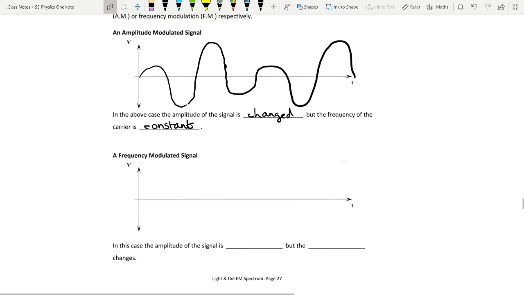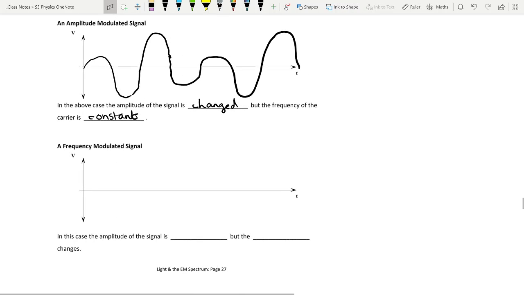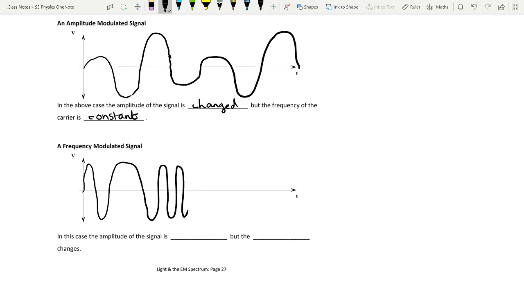So what I'll do is I'll just make this a bit smaller and leave it up. So this one's a little bit easier. So you want the height to be more or less the same, but you can change the width. So in this case, the amplitude of the signal is constant, but the frequency changes.